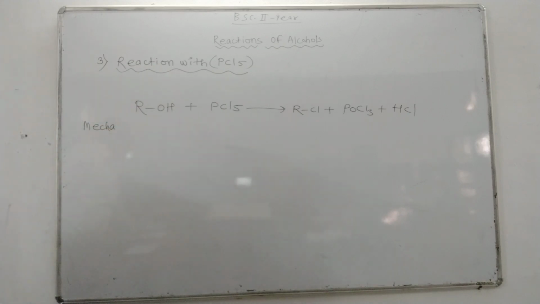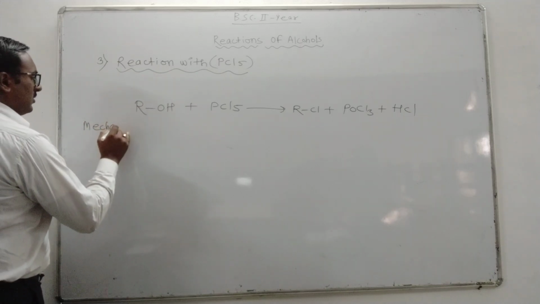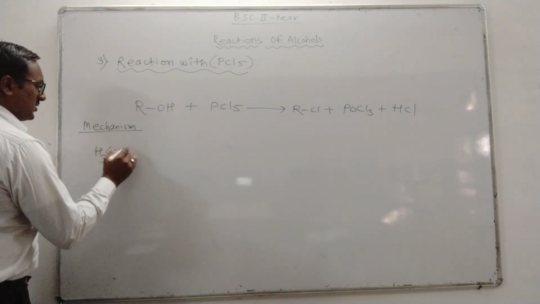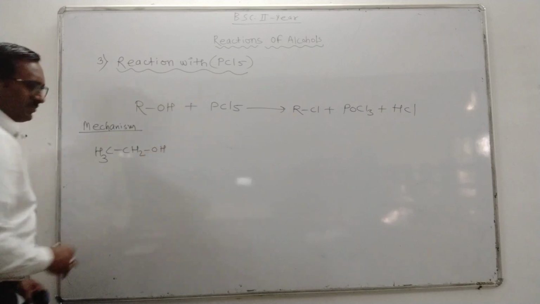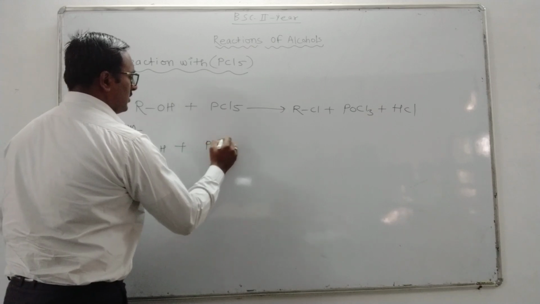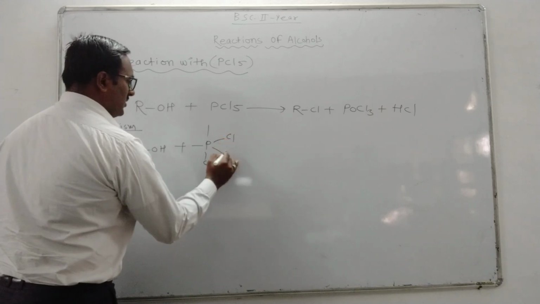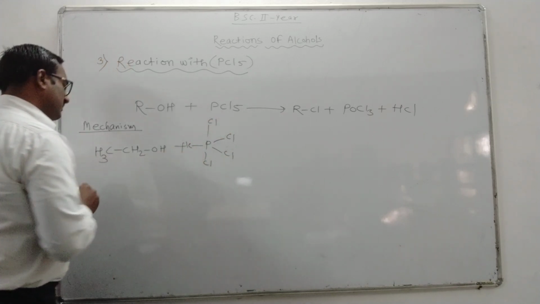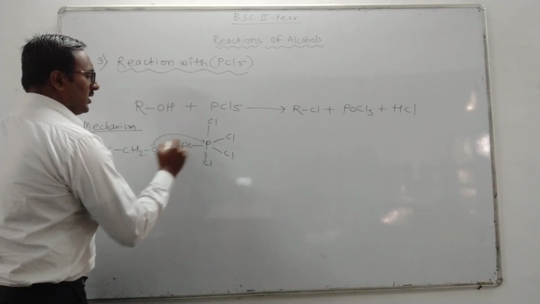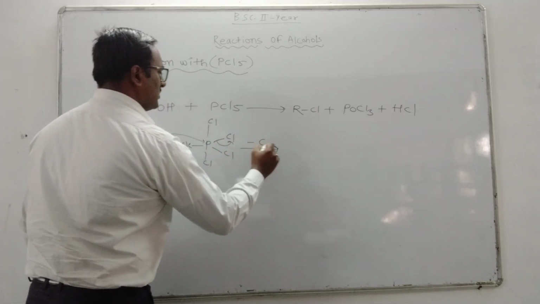So for example for this reaction, we will take ethyl alcohol. Mechanism: ethyl alcohol CH3CH2OH plus PCl5 having trigonal bipyramidal geometry, like this. Okay. Now same mechanism. Oxygen will donate electrons to the phosphorus, with removal of one chlorine, minus Cl minus.